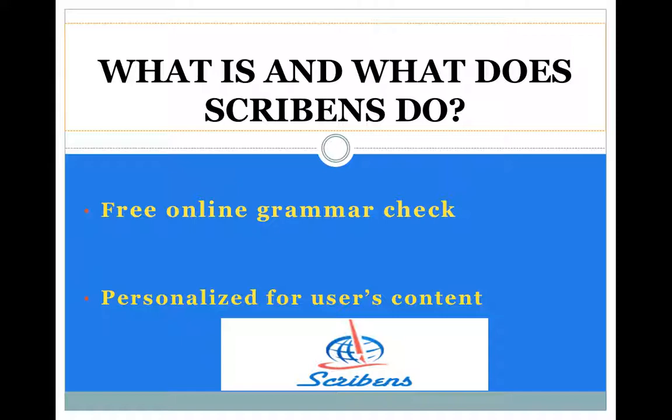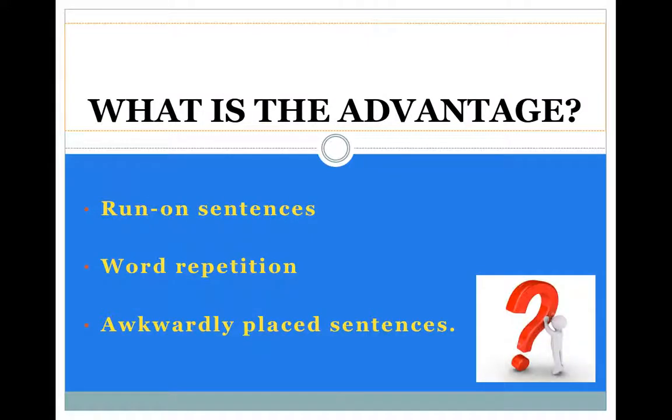A person who uses Scribens is able to upload their own content and have it checked thoroughly. Scribens is also a lot like Microsoft Word, but they take a different approach at checking for grammar errors, and that's what I like about Scribens. One great advantage about Scribens is Scribens will show to the user the specific errors in the content, such as run-on sentences, repeated words, and awkwardly placed sentences.